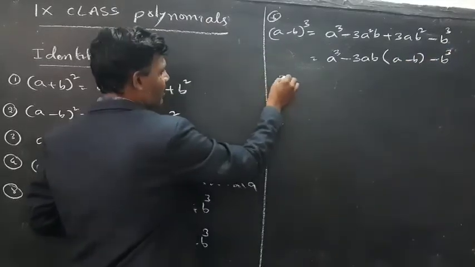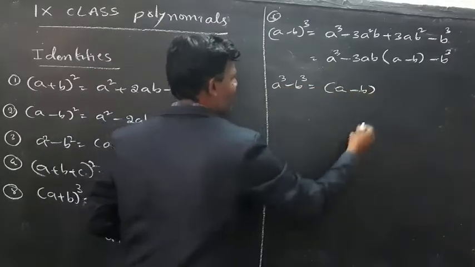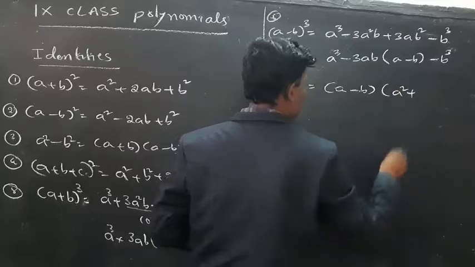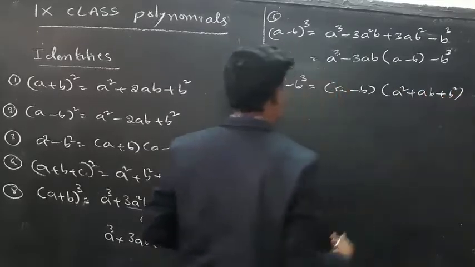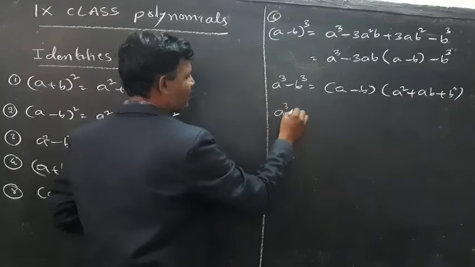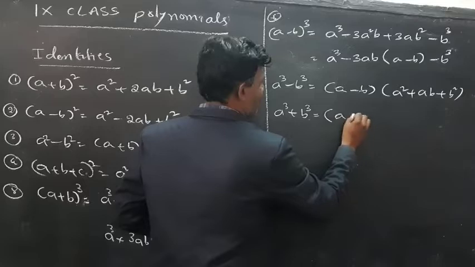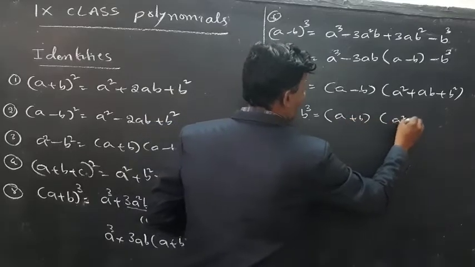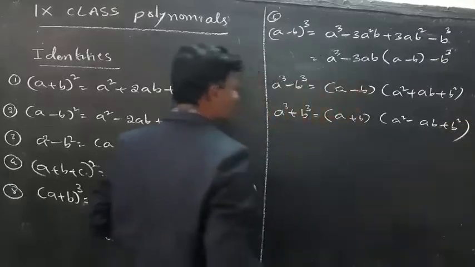Next, a cube minus b cube is equal to (a minus b) bracket a square plus ab plus b square. Similarly, a cube plus b cube is equal to (a plus b) bracket a square minus ab plus b square.